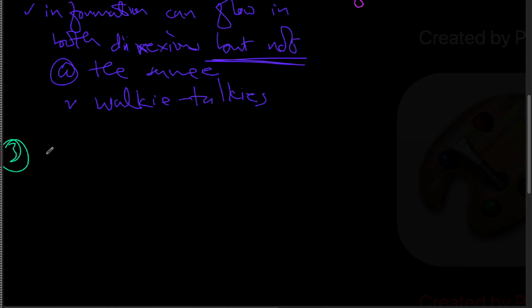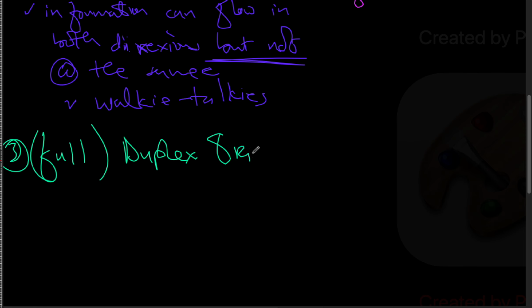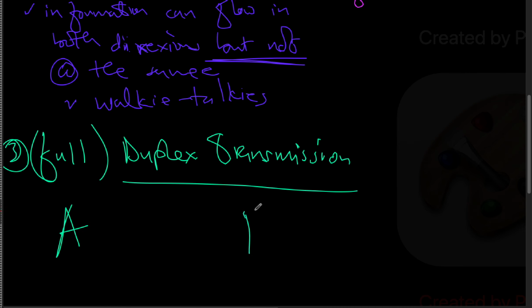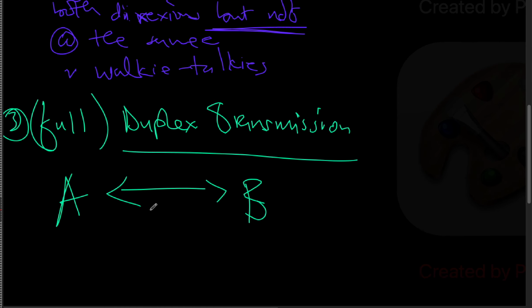That's number 3 now. It can actually be called full duplex or just duplex. So I'll put full in brackets because it's not compulsory. So it's full duplex or just duplex transmission, like this. Here we are saying that A can send to B, but even at the same time, B can also send to A. These guys can communicate at the same time.